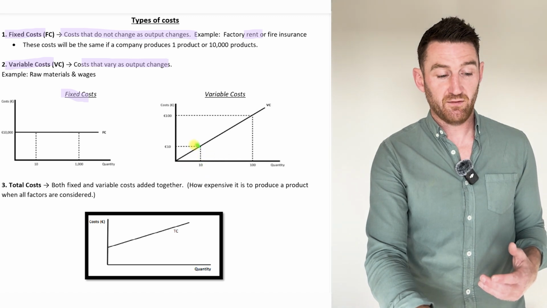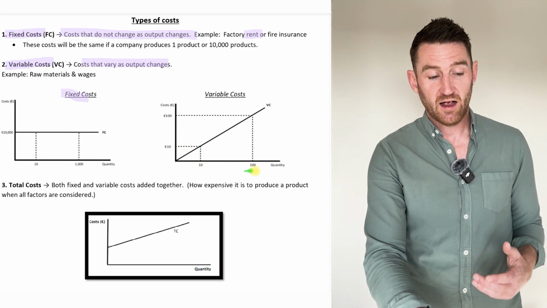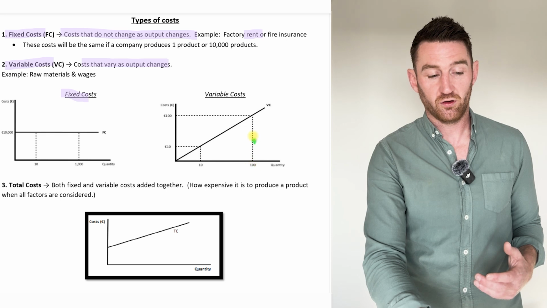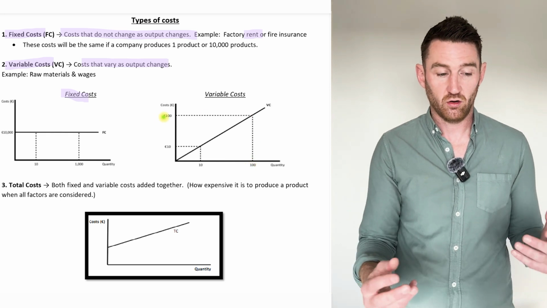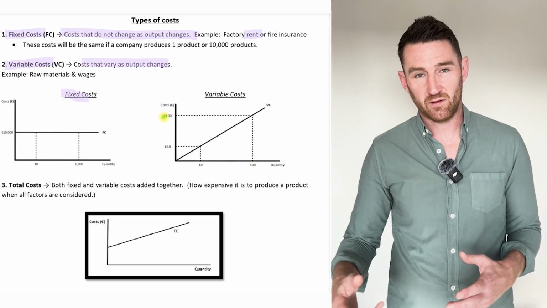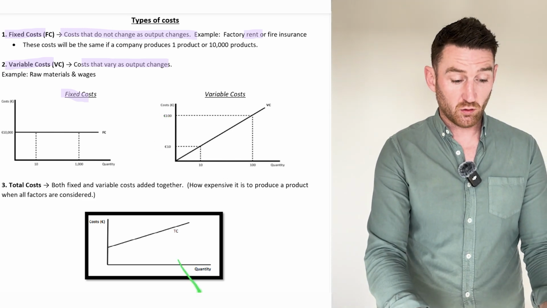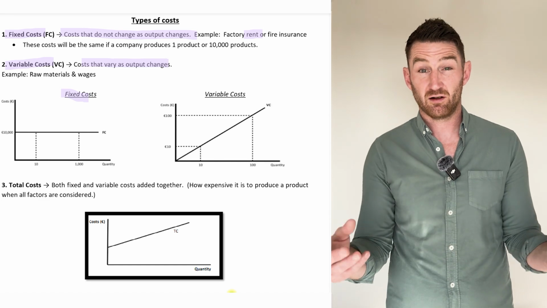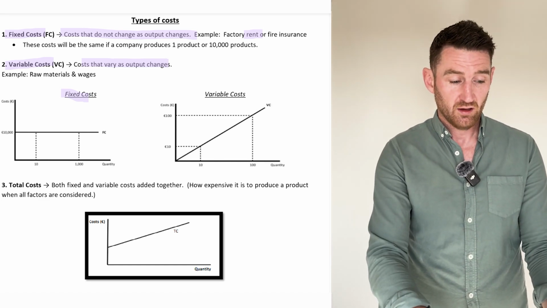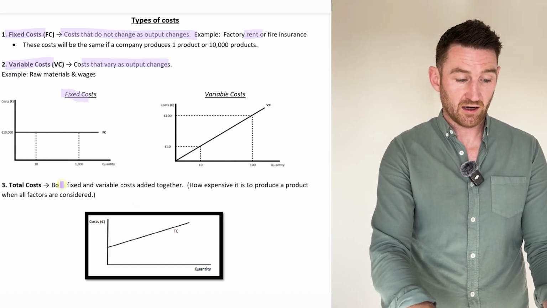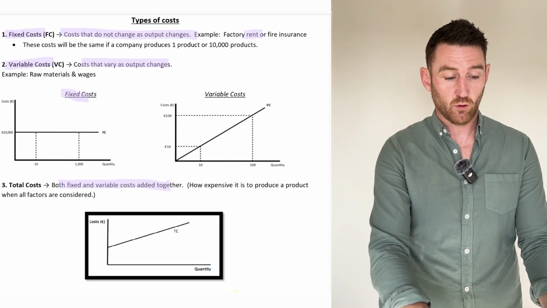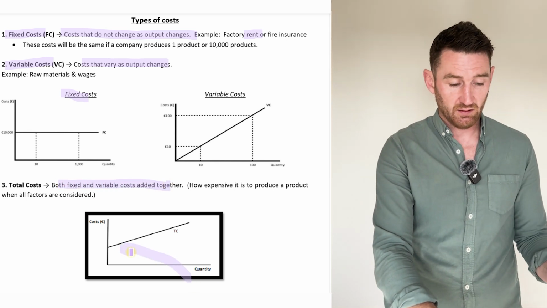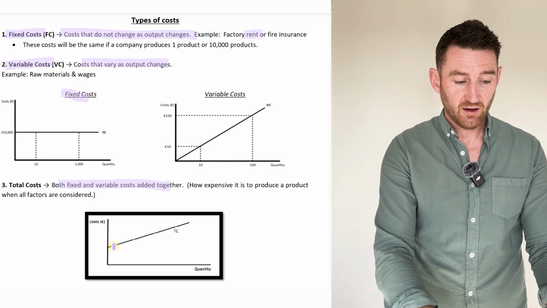So at a quantity of 10, variable costs are a tenner, but at an output of 100, variable costs are 100. So as output increases, your variable costs increase. Total cost then is just the next one there, and that's just a combination of your fixed and your variable added together. That's all it is. So it's just your fixed and your variable added together. Very straightforward.